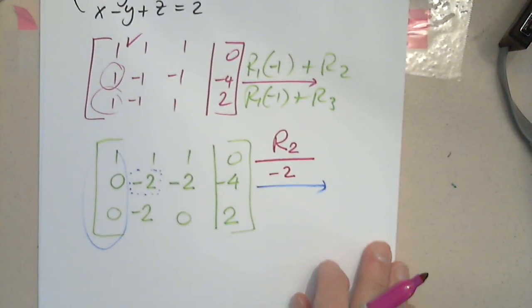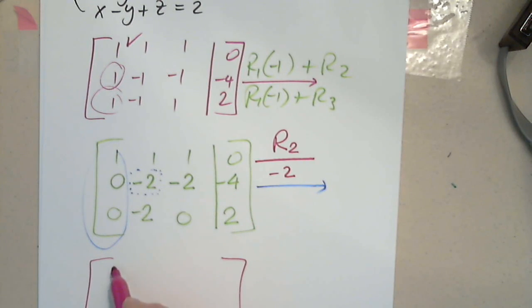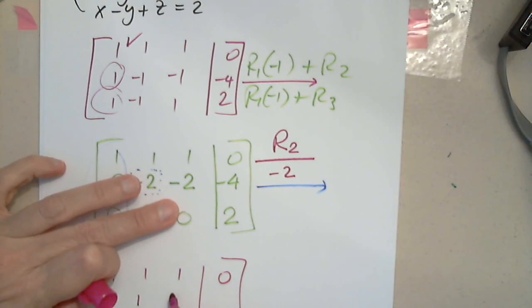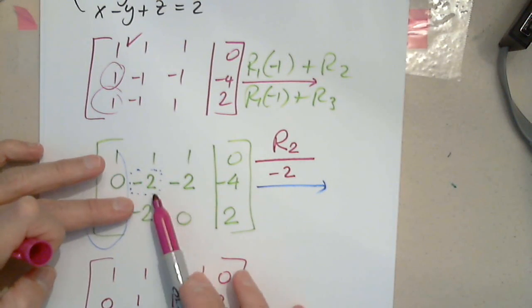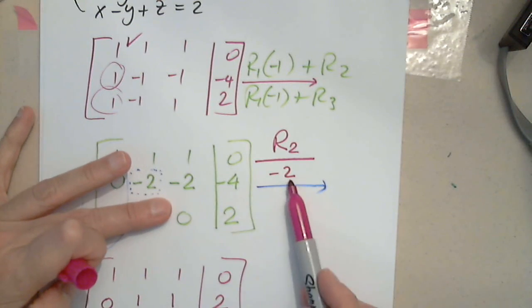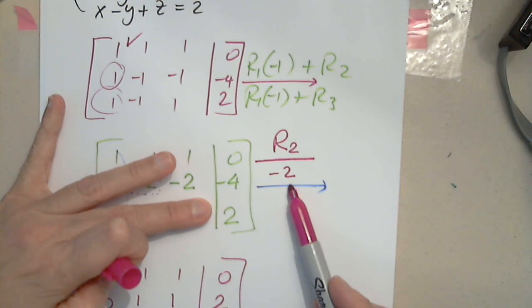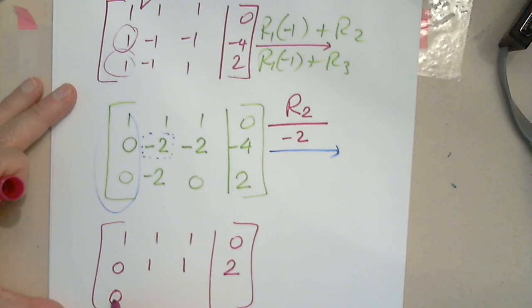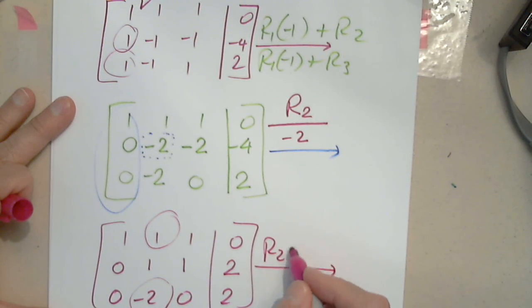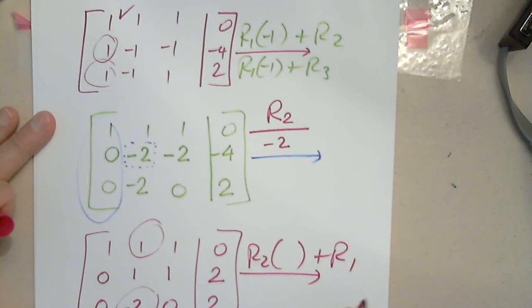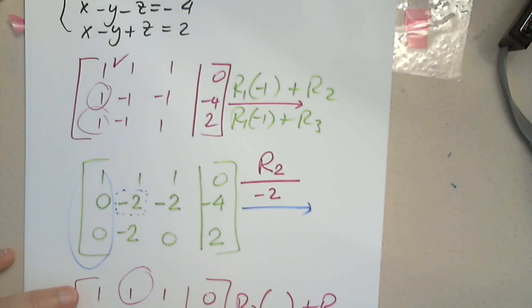Divided by -2. Very good. So I copy 1, 1, 1, 0. I copy 0, 1, 1, 2. -2 divided by -2 is 1. -2 divided by -2 is 1. -4 divided by -2 is 2. I copy 0, -2, 0, and 2. And now my focus is here. And now I have to use row 2 to add it to row 1 and row 2 to add it to row 3. This will help us eliminate this and eliminate that.